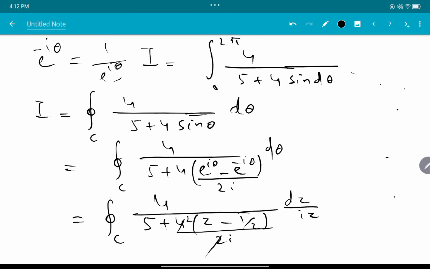So I is equal to the integral. I will first multiply this by 5i, and at the same time the denominator I will go to the numerator, so I will have 4i divided by 5i plus 2 z into, z into 1 by z, that is z square, minus 1 divided by z, divided by this z, then dz divided by iz.